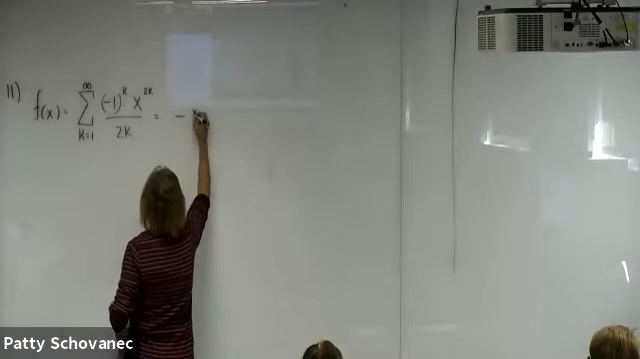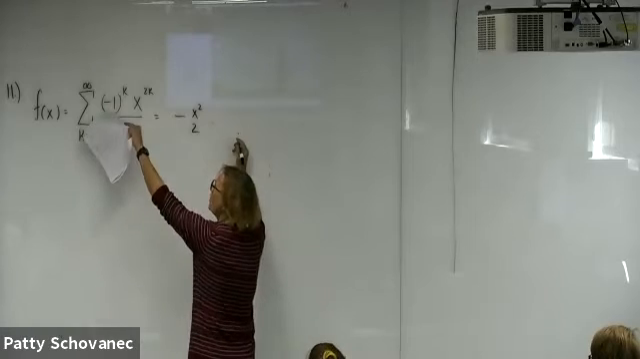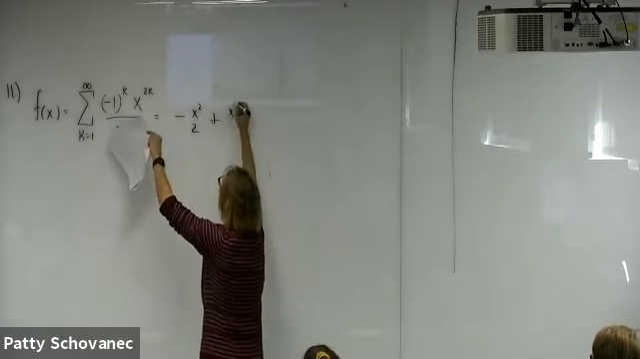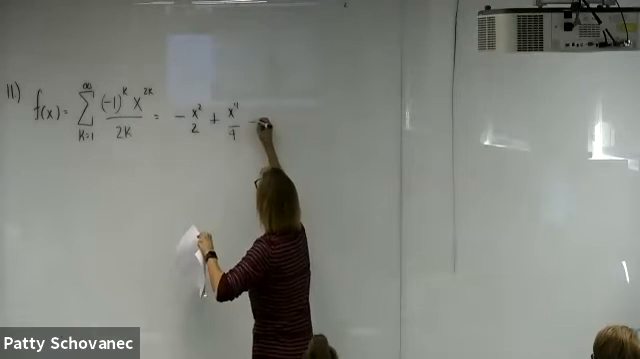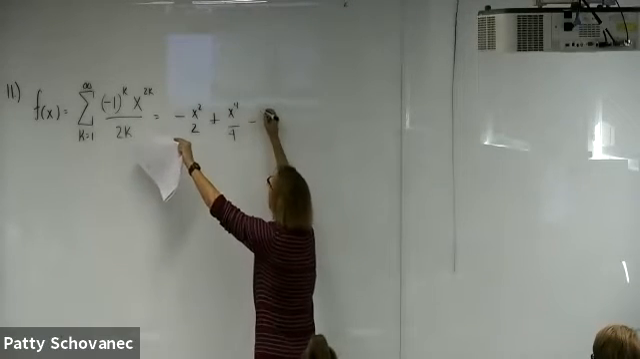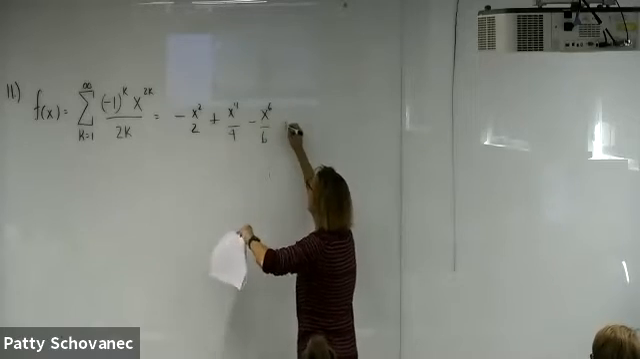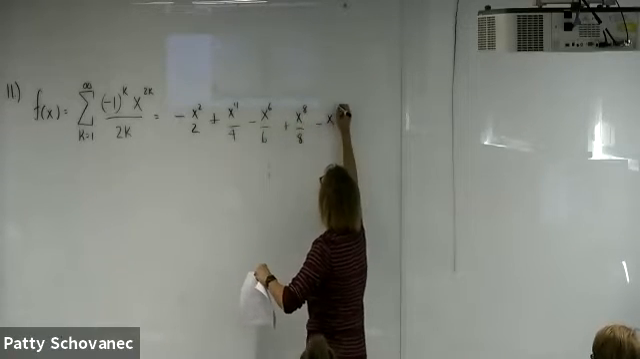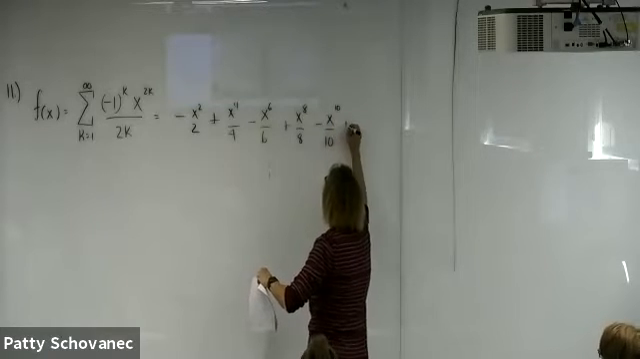x squared over 2. Now when k is 2, this squares the negative number, so it becomes a positive 1. And I get x to the 4th over 4. Now k is 3, -1 to the 3 is a negative. This gives me x to the 6th over 6. The next one then will be positive x to the 8th over 8. So you can see it's all even powers alternating.